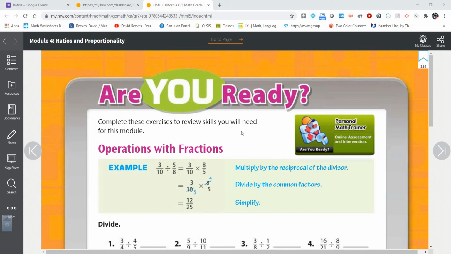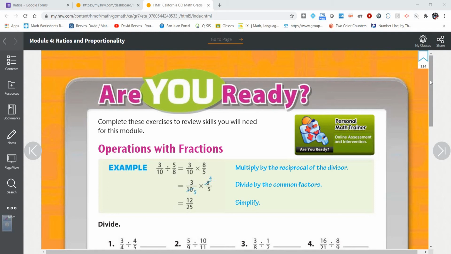Hey everybody, Mr. Reeves with you yet one more time, and today we're going to be looking at a bit of review as we prepare for our study of Module 4 on ratios and proportionality. So I am working on page 114 in your textbook.